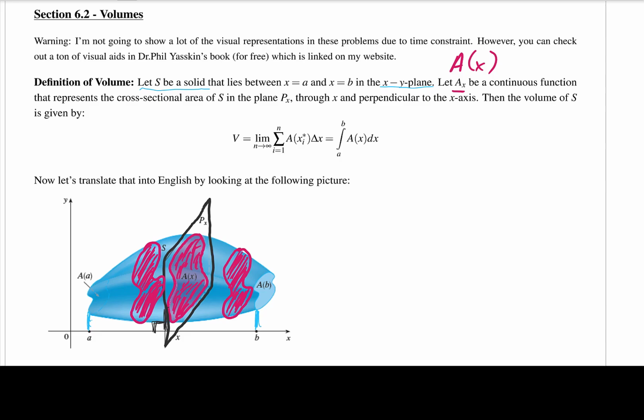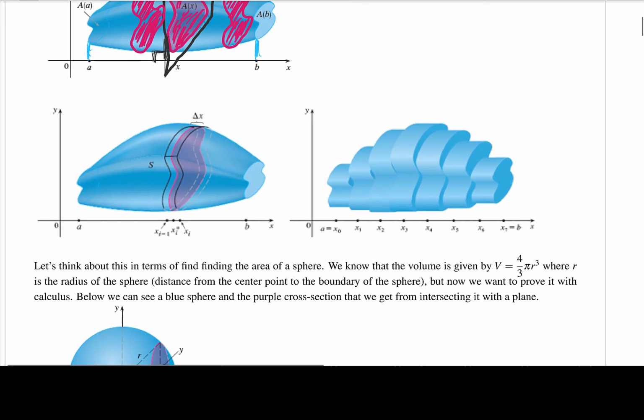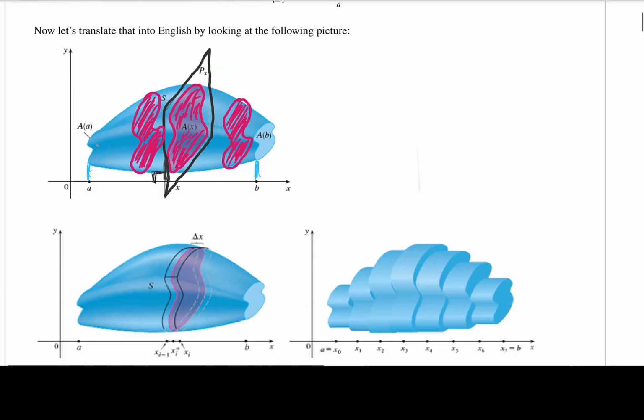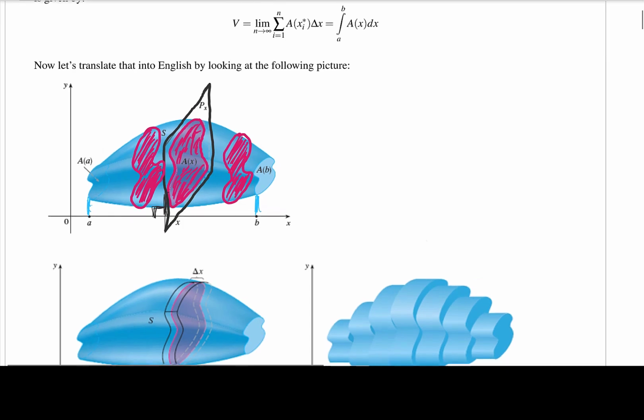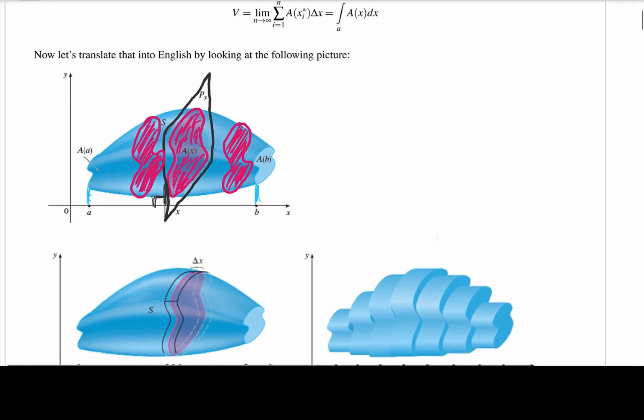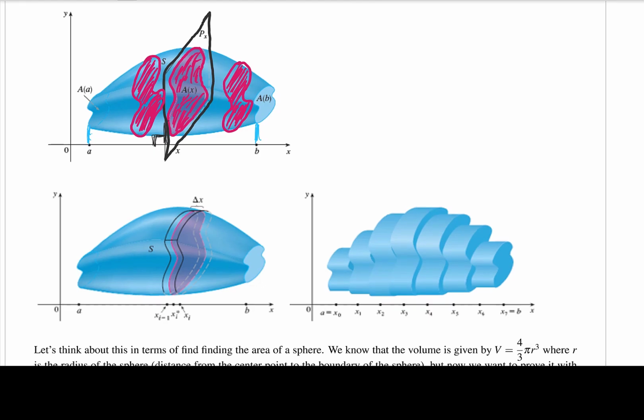Okay, and so here's another picture right here. If you want to look into what, in this infinite sum above, is delta x, and what is this x sub i star? x sub i star is in some interval. We have an x sub i minus 1, and we have an x sub i.